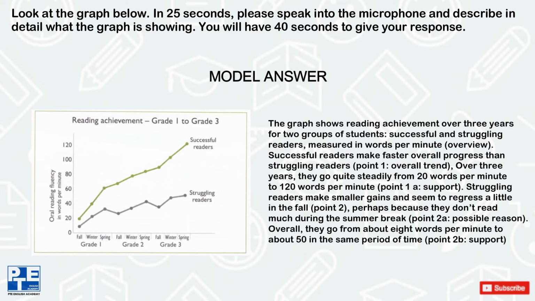Point 2. Struggling readers make smaller gains and seem to regress a little in the fall, perhaps because they don't read much during the summer break. Possible reason. Overall, they go from about 8 words per minute to about 50 in the same period of time.